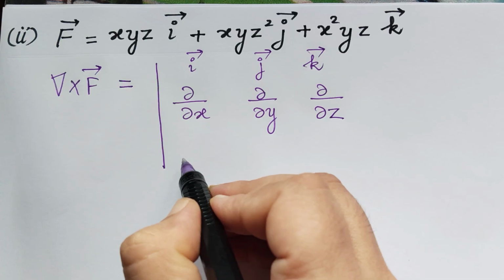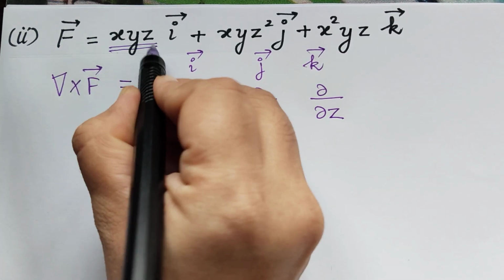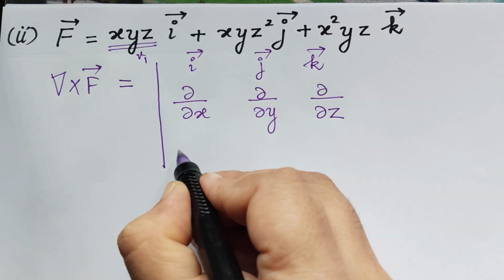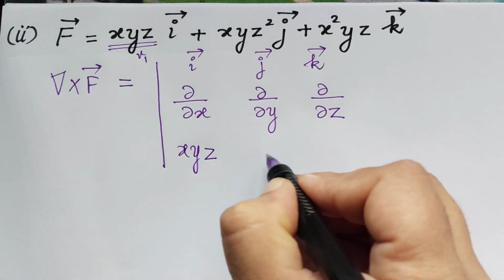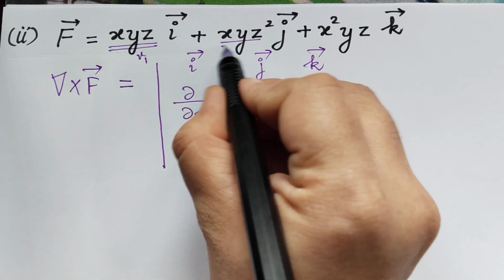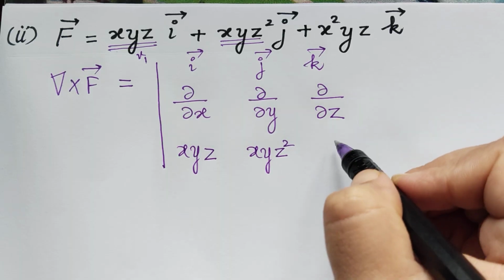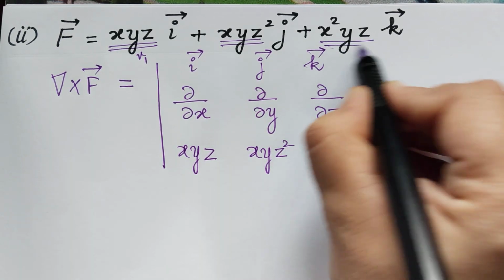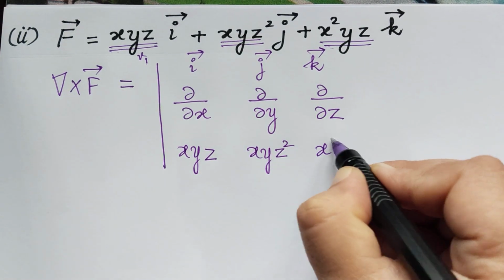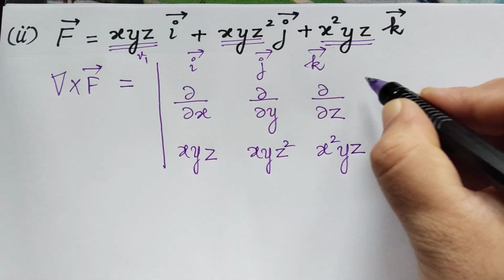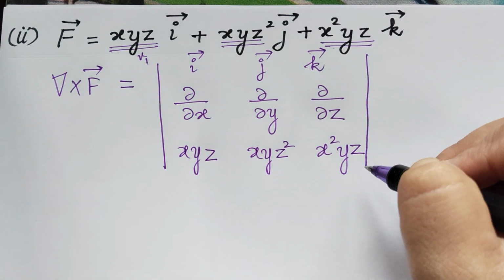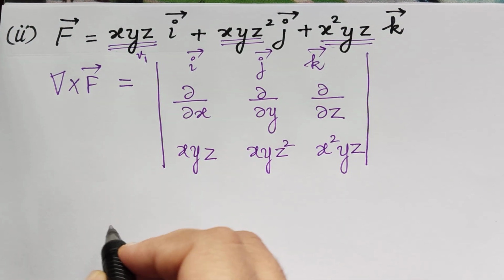And what about here v1? What is v1? The ith component v1 is xyz. Next is v2. v2 is the jth component, which is xyz², and the kth component v3, so this is v3, which is x²yz. So now we have to find the determinant of this value. So now how to find the determinant?